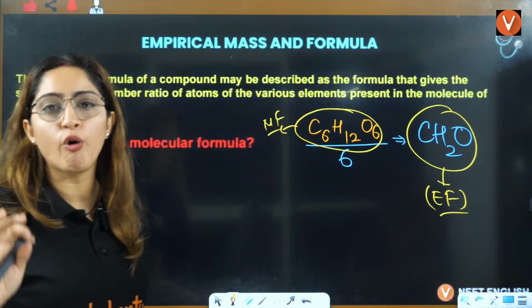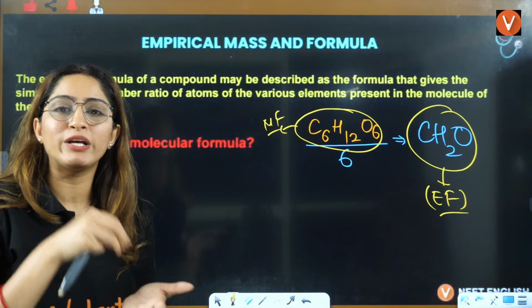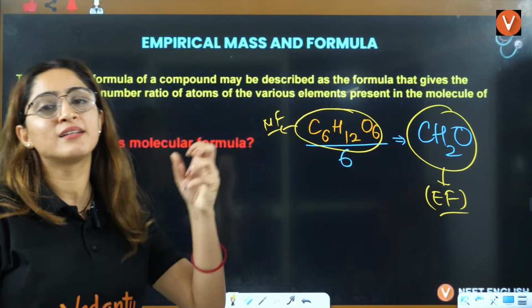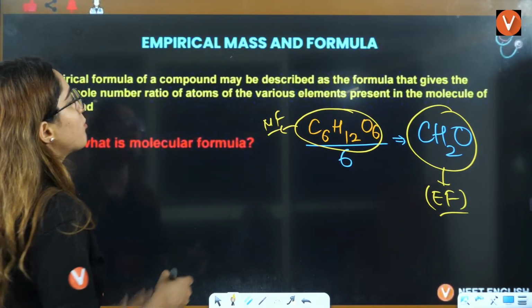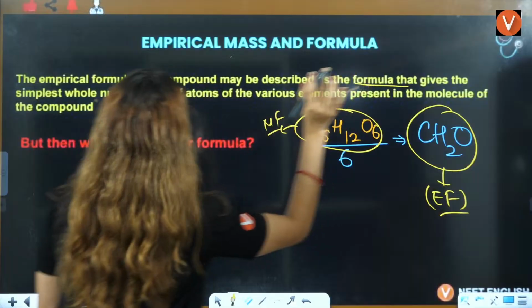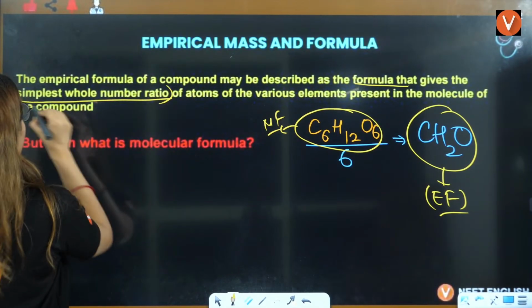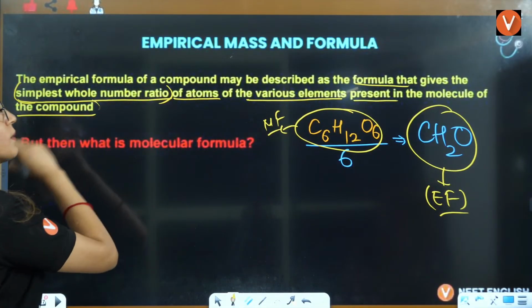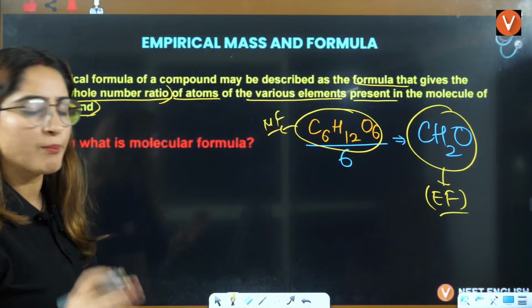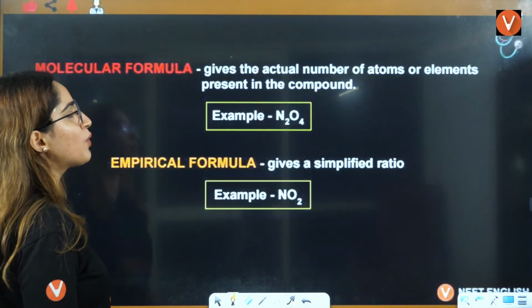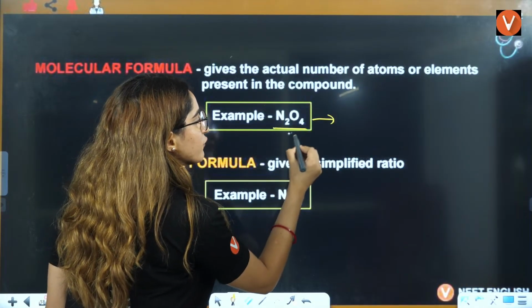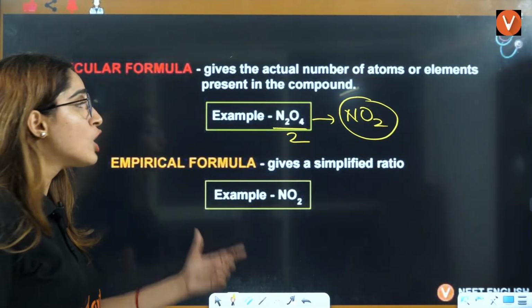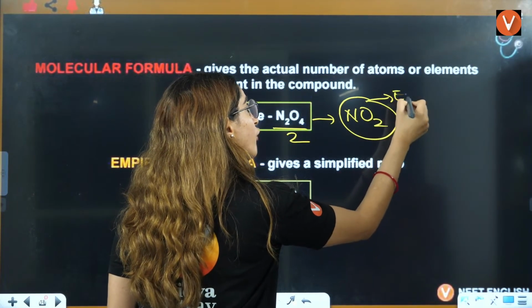So the empirical formula is when you write the molecular formula in the simplest whole number ratio of the atoms that are there. The empirical formula of a compound may be described as the formula that gives the simplest whole number ratio of atoms of the various elements present in the molecule of the compound. Simplest whole number ratio. I'll give you one more example: you have N2O4. You divide it by 2, you will get NO2. Further, you can't simplify it.